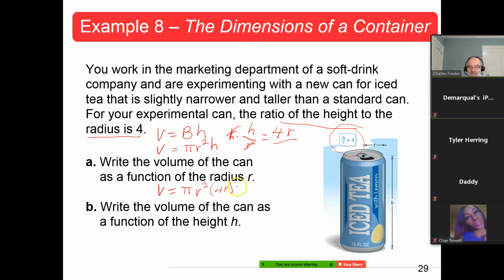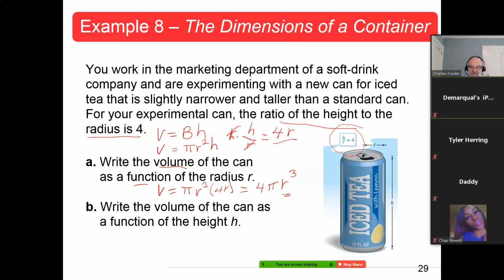Now if you join all the constants together, 4 and pi are both constant. Pi is a number, remember, 3.141 and so on. It's an irrational number, but it's a number. So put those in front, 4 pi, and then put all your variables together: r squared times r is r cubed. There is the volume of the can as a function of radius alone. There you have it.